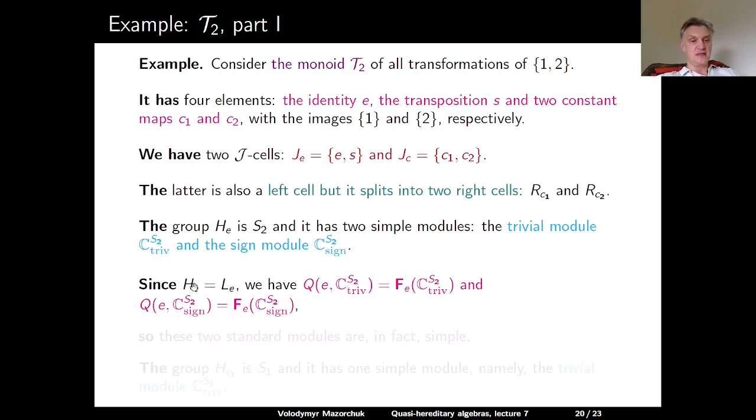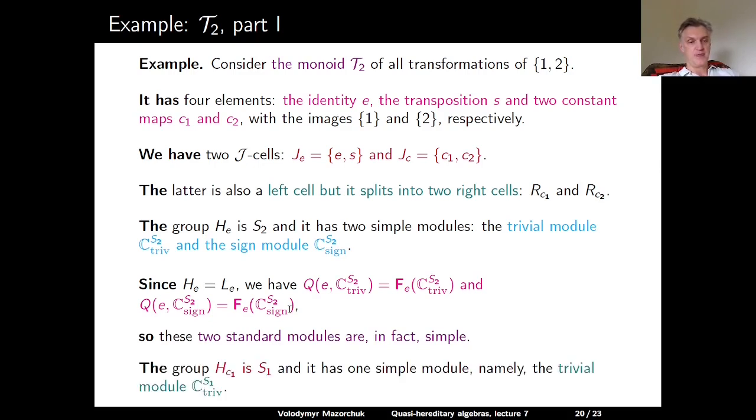Since the two-sided cell of the identity is also the left cell of the identity, the simple module which corresponds to the identity element and the trivial module over S_2 is simply the induced module F_e applied to the trivial module over S_2. And similarly, the module Q_e, the sign module for S_2, is just the induced module F_e applied to the sign module for S_2. So these two modules are in fact one-dimensional and hence simple. So we have two standard modules which are simple.